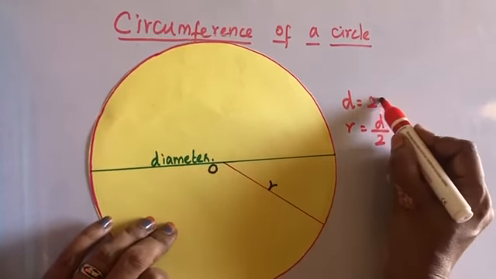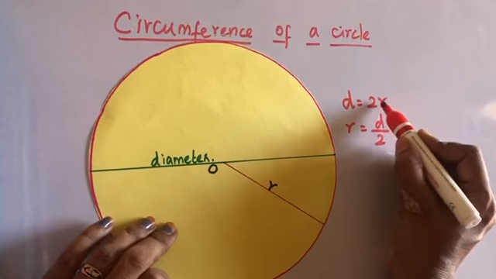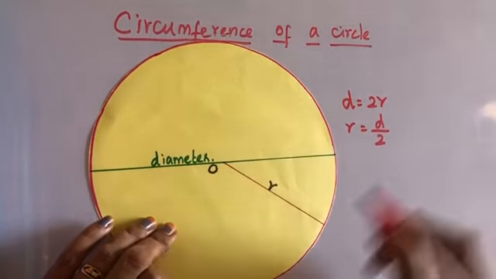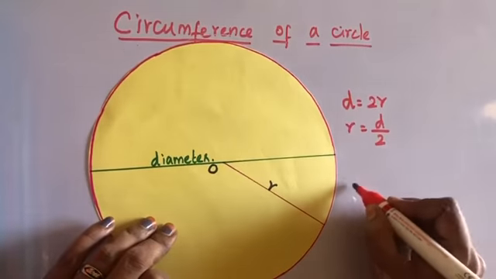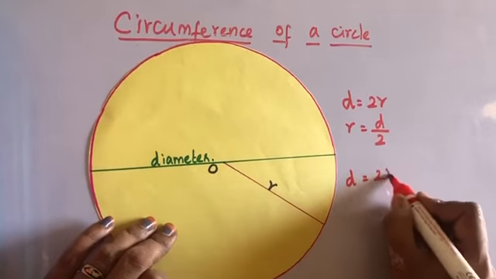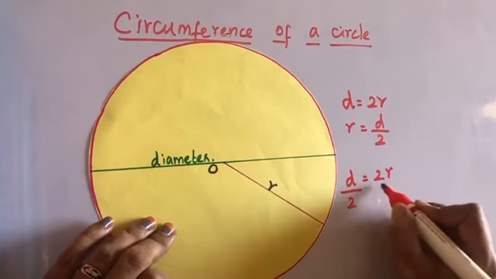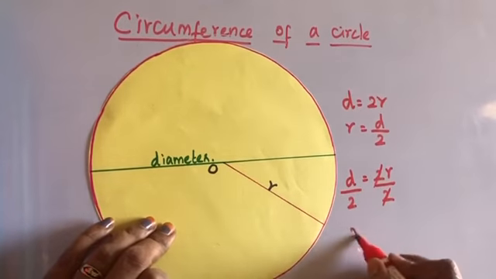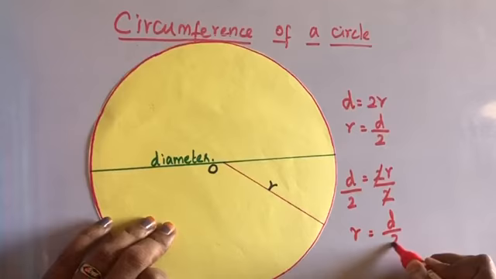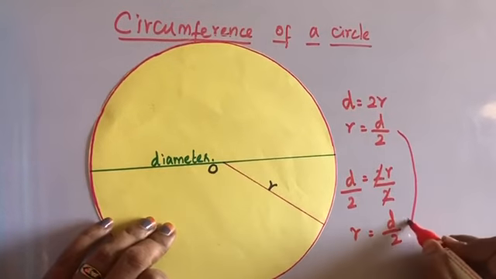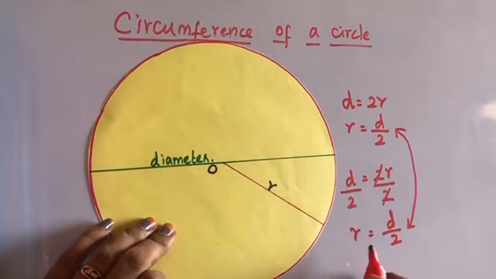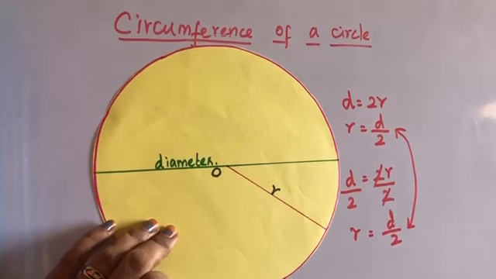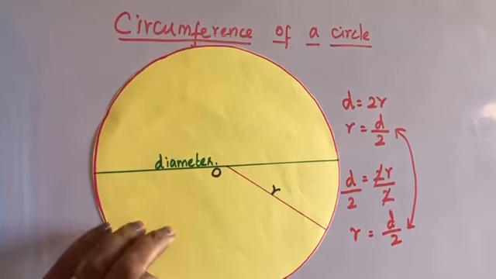If I have to find R, you have to cross multiply this 2 to the opposite side. Or D is equal to 2R. If I divide both sides by 2, here 2 and 2 get cancelled. So R is equal to D by 2, the same formula. To calculate radius from diameter, you have to divide the diameter by 2. Half the diameter is the radius.